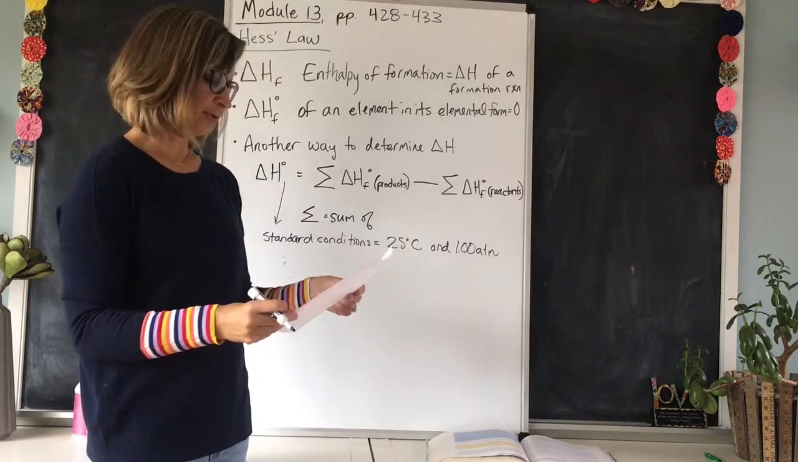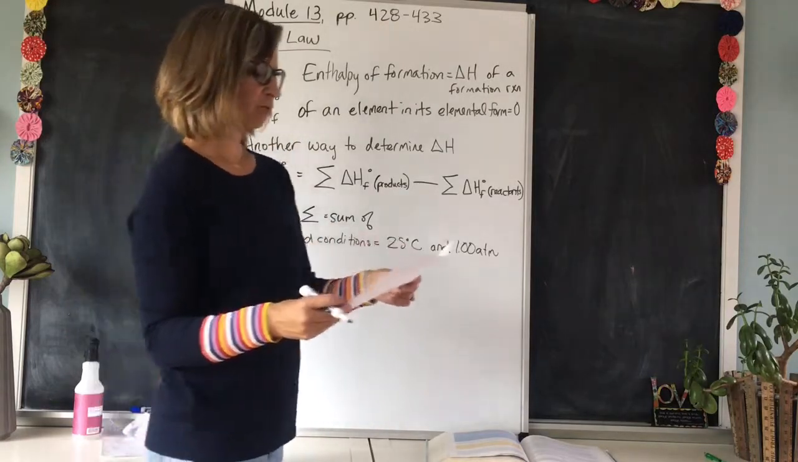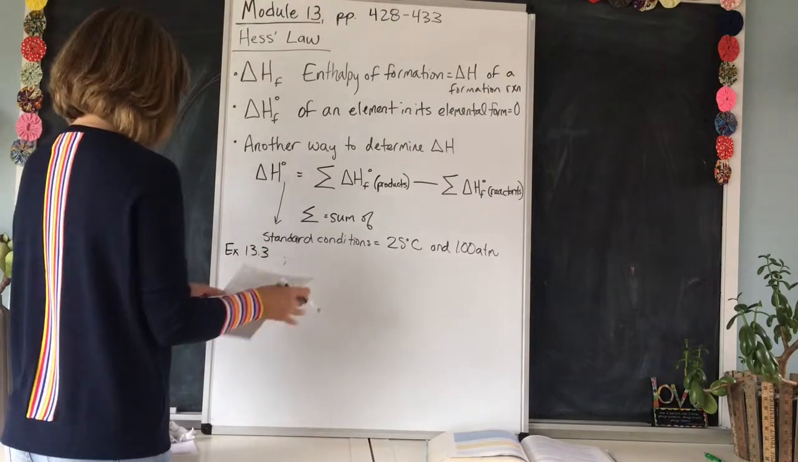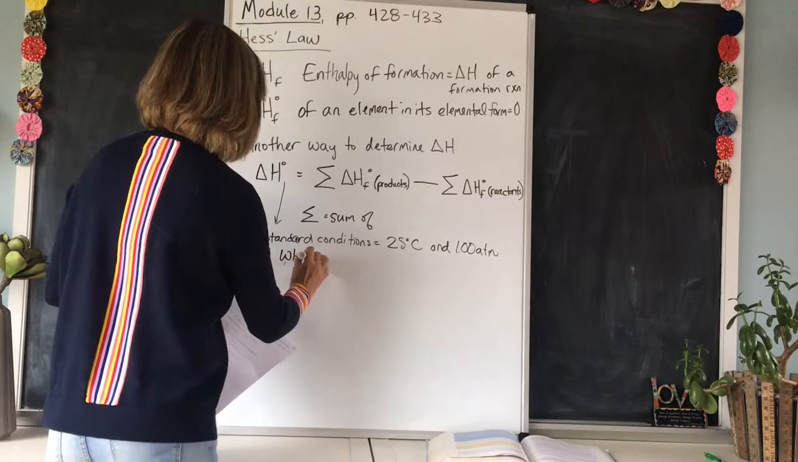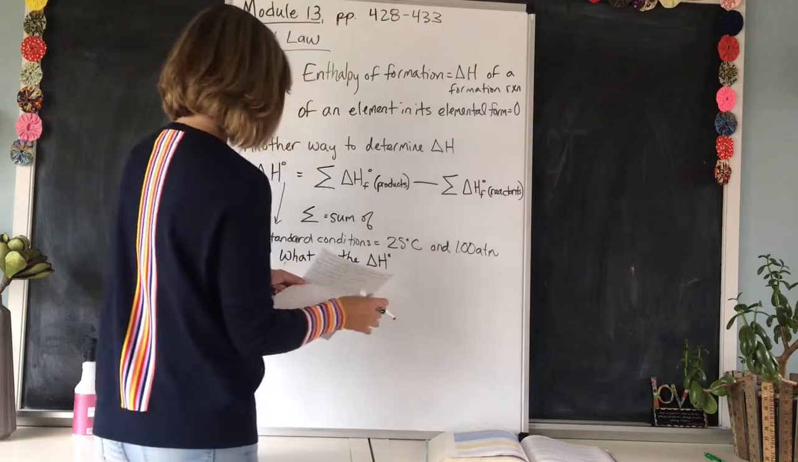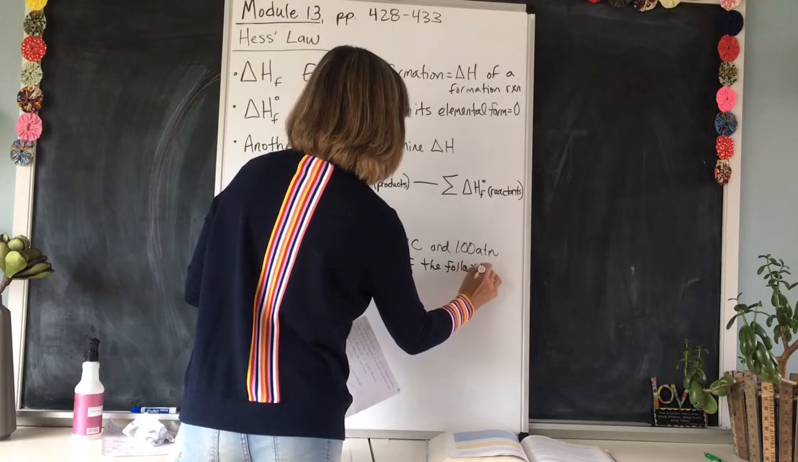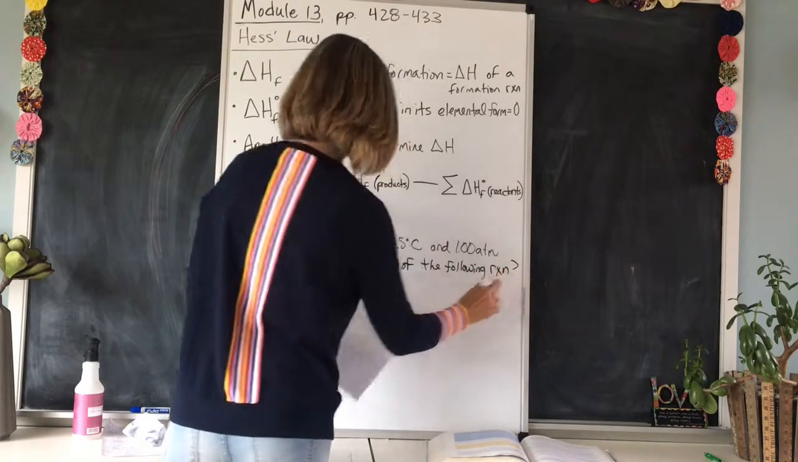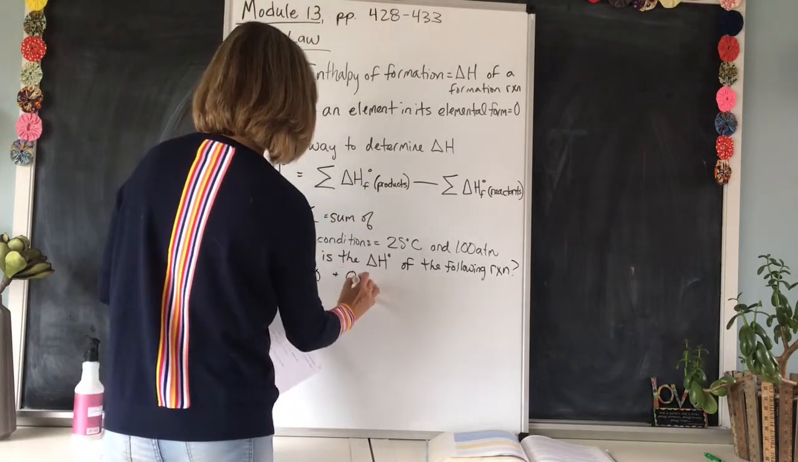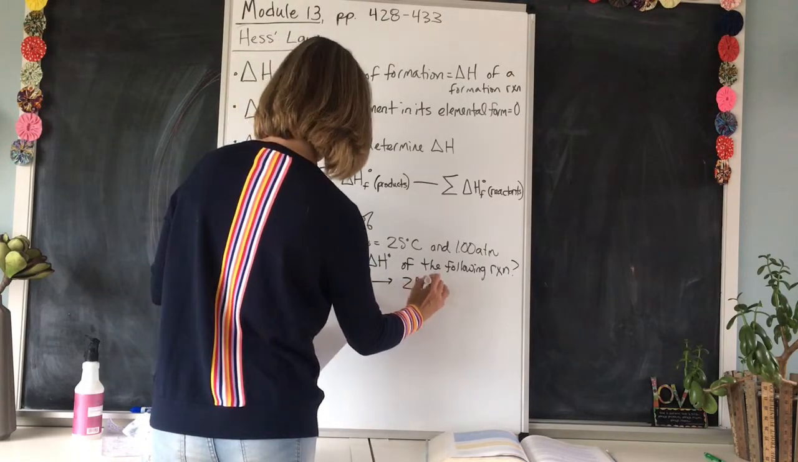So we're going to do example 13.3. I think I have enough room on my whiteboard here, so I'm just going to try to write a little bit small and squeeze it in here at the bottom. Okay, example 13.3 says, what is, I'll write it in this time, what is the delta H under standard conditions of the following reaction? And the reaction is 2NO plus O2 yields 2NO2.